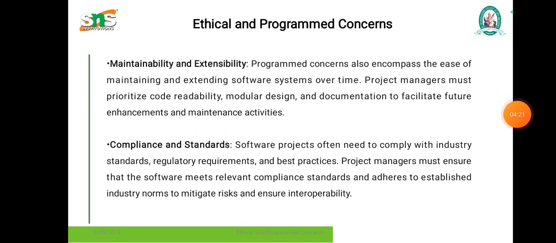And the third type is maintainability and extensibility. So the programmed concerns also encompass the ease of maintaining and extending software systems over time. So the project managers must prioritize code readability, modular design and documentation to facilitate future enhancement and maintenance activities.